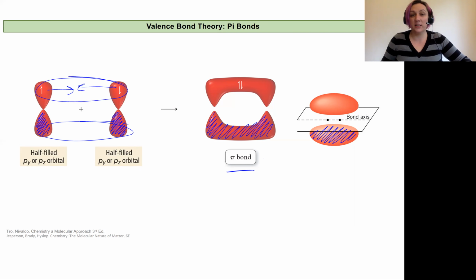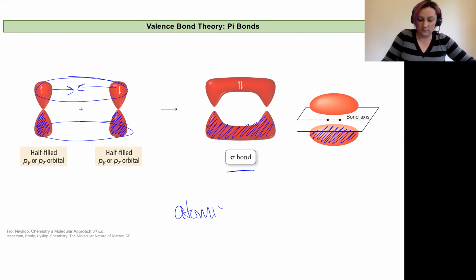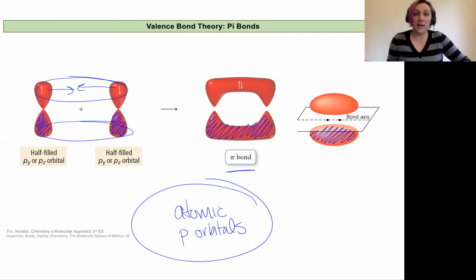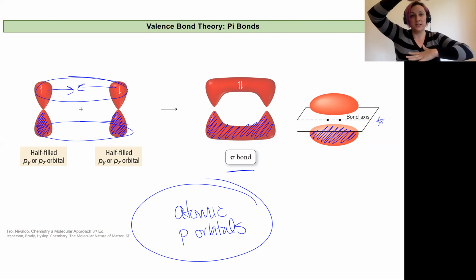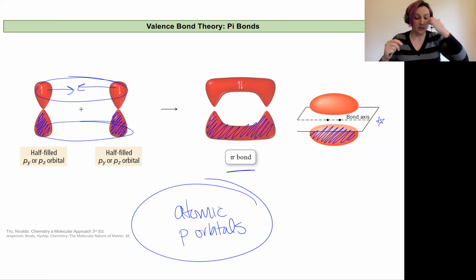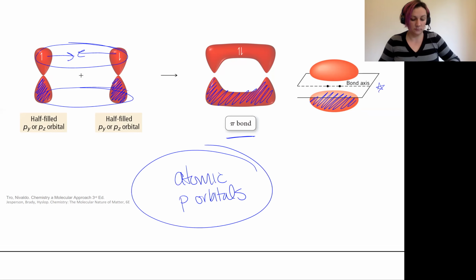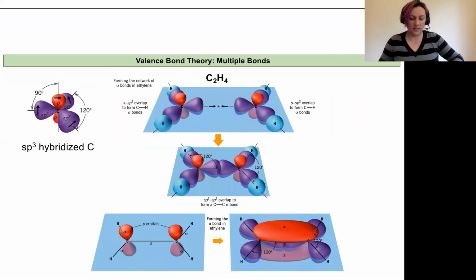And so these are going to be made with p atomic orbitals, rather than hybridized orbitals. And they create this structure right here where there's still that node along the bond axis, and then we have electron density on either side of that node. And here's what this looks like when we put it together.